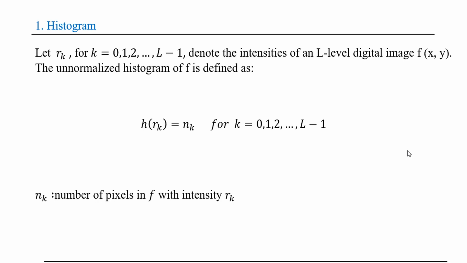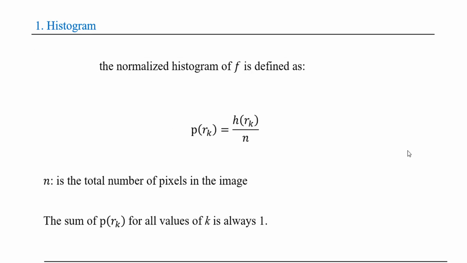In many cases, we use the normalized histogram, which is defined as p(r_k) = h(r_k) / n, where n is the total number of pixels in the image.